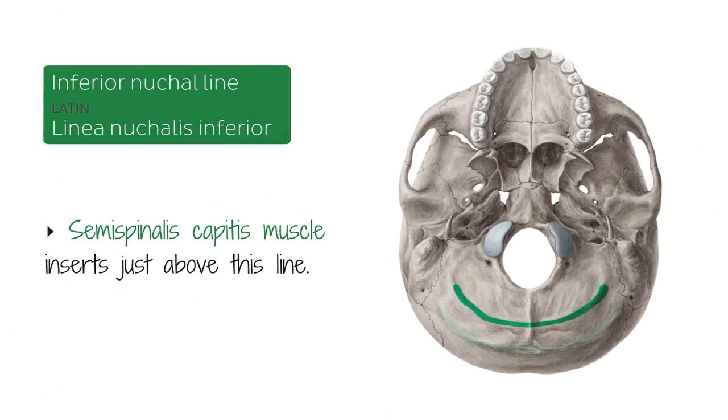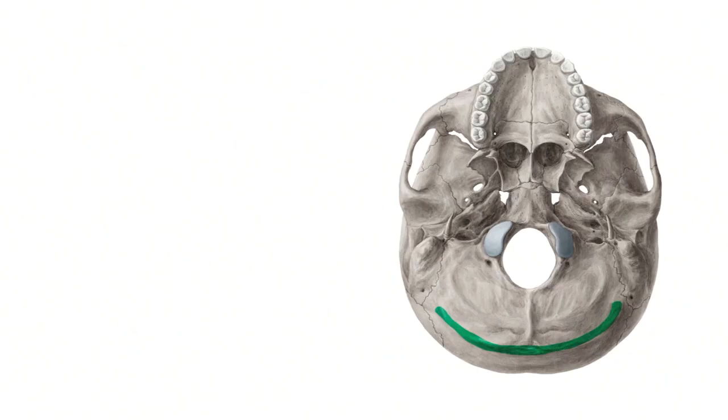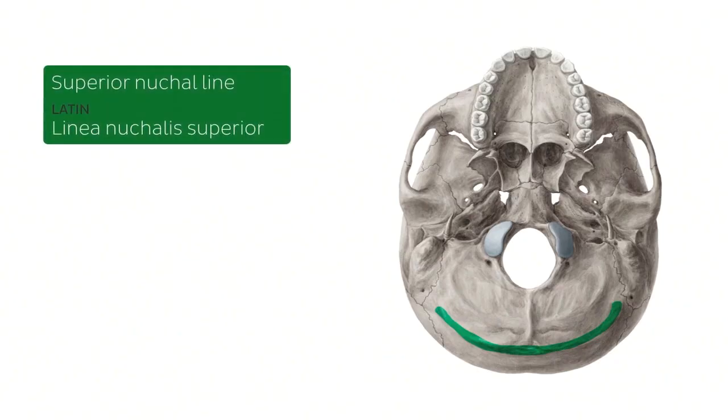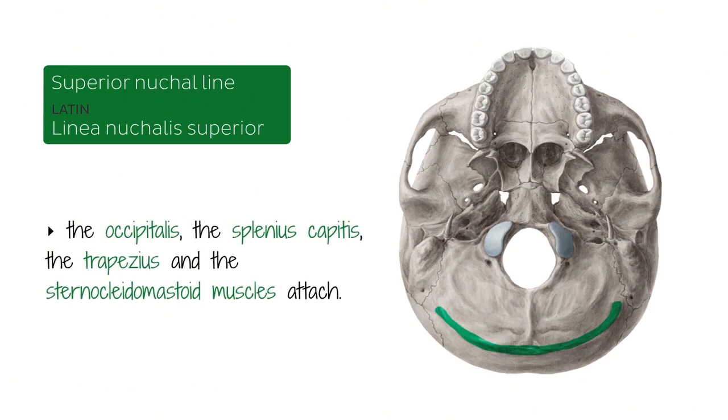We also have another line here that we need to cover that can be seen from the inferior view. This one is known as the superior nuchal line. The superior nuchal line extends laterally from this landmark known as the external occipital protuberance, which we talked about before on different slides. The superior nuchal line is an important landmark because several muscles attach here, including the occipitalis, the splenius capitis, trapezius, and the sternocleidomastoid.